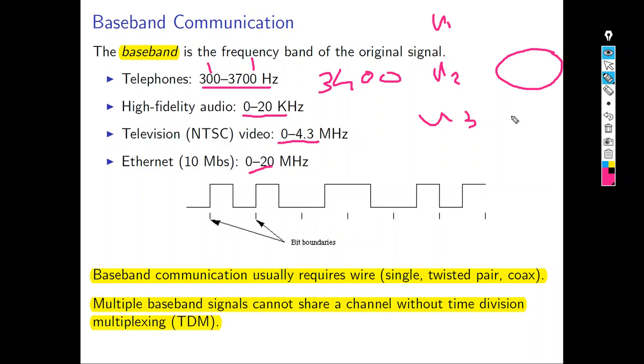But when you have time division multiplexing, what do you do? This user has this signal, let's say, and this one has this signal, and this user has this signal. With time division multiplexing, at the transmitter, you take one sample from here and put it on the channel. One sample from here and put it in the channel. One sample from here and put it in the channel. And then it transmits.